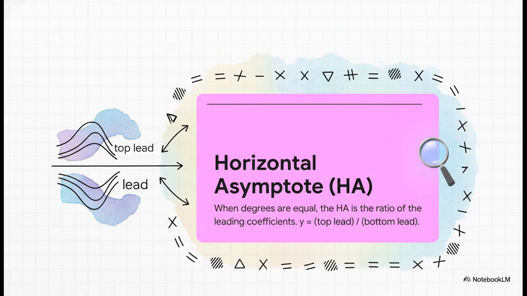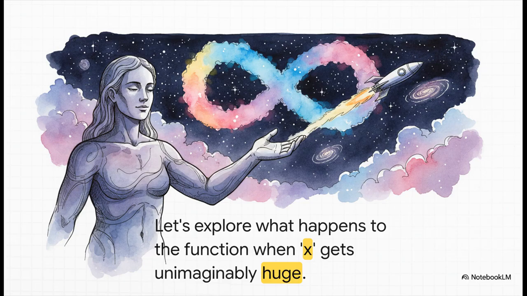Okay, check this out. When the degrees are tied, the horizontal asymptote is just the ratio of the leading coefficients. That is it. Seriously, you just take the number out front of the highest power term on the top, and you divide it by the number out front of the highest power term on the bottom. Done. But why? Why do only those two numbers matter? It feels a little like magic, right? But it's not. There's a really cool reason for it.